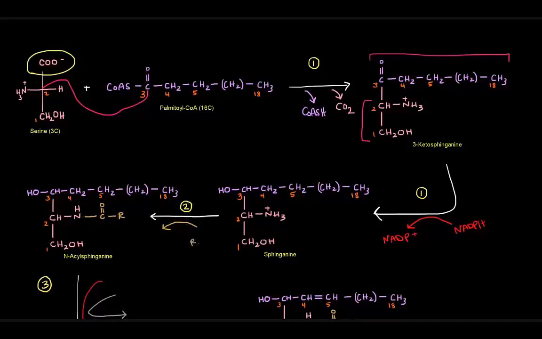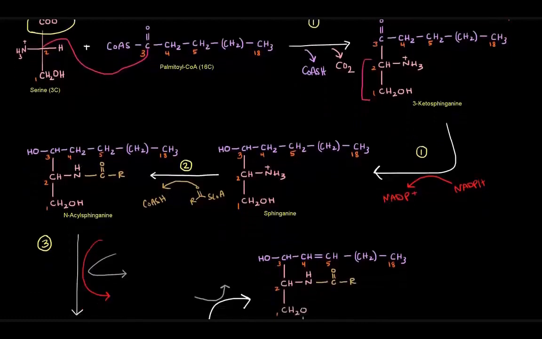an acyl-CoA come in, and the coenzyme A will fall off, and that will give us N-acyl sphingonine, which is just sphingonine with an acyl group attached at the end of the backbone. So that's step 2 there.